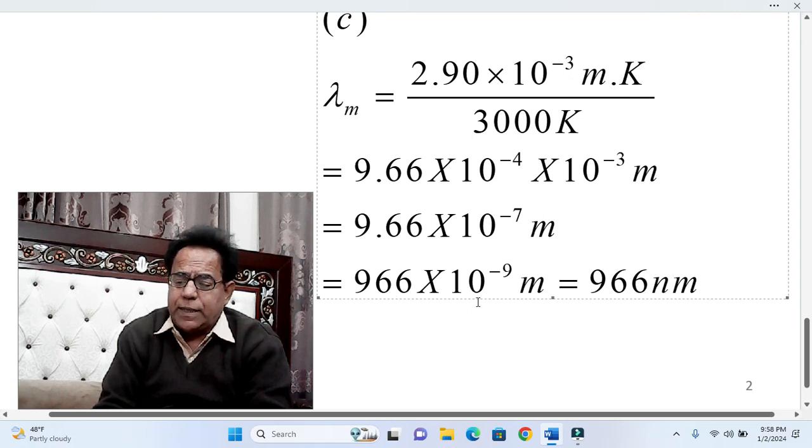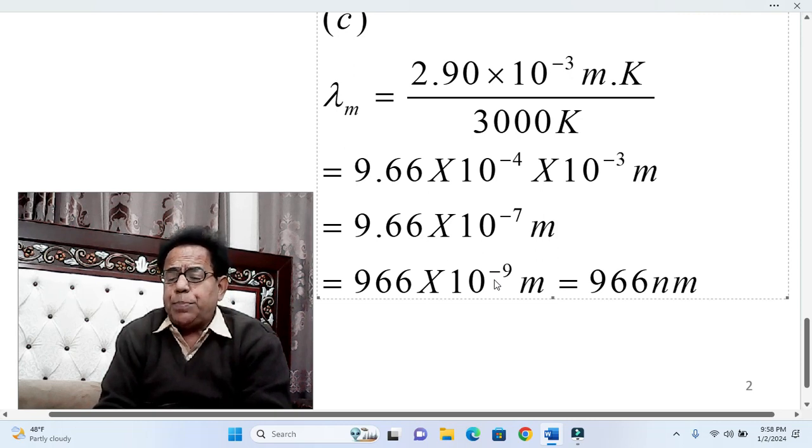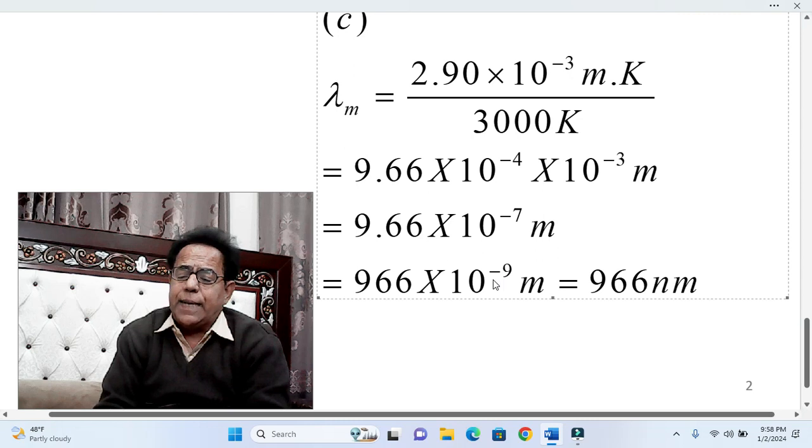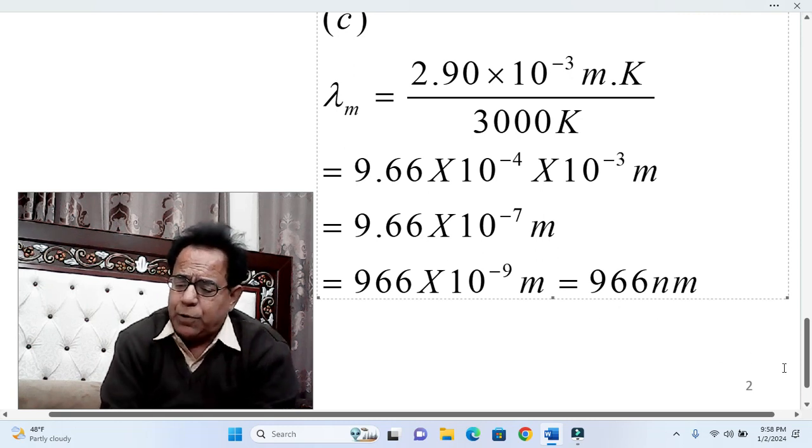966 into 10 raised to the power minus 9 meter, and we know that 10 raised to the power minus 3 is milli, 10 raised to the power minus 6 is micro, and 10 raised to the power minus 9 is nano. So our lambda m, that is maximum wavelength or peak wavelength, has become equal to 966 nanometer. And this is the end of our problem.